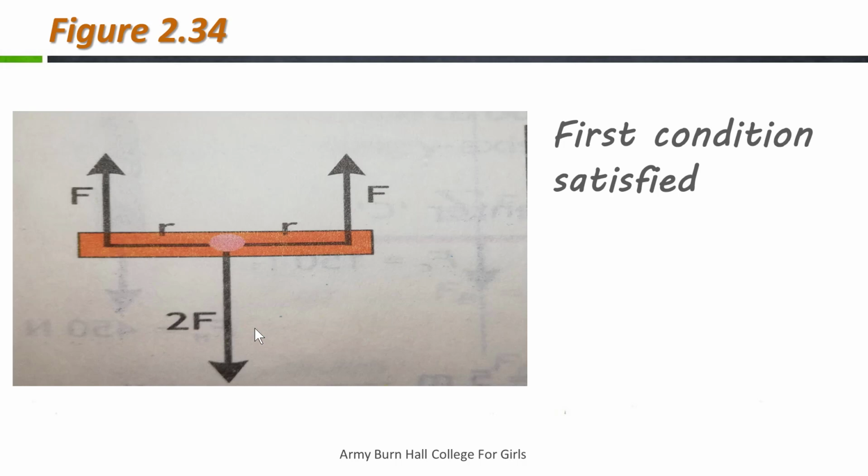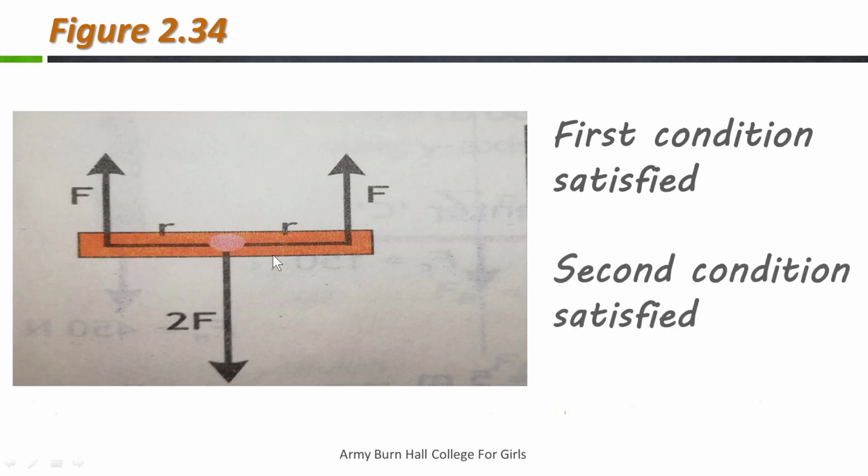And if you are talking about the second condition of equilibrium, you can see over here that if this is the pivot point, this is the axis of rotation, then there is no tendency of rotation as well. Clockwise torques are balanced by anti-clockwise torques. So this body is in static equilibrium, and we will say that the second condition is also satisfied.